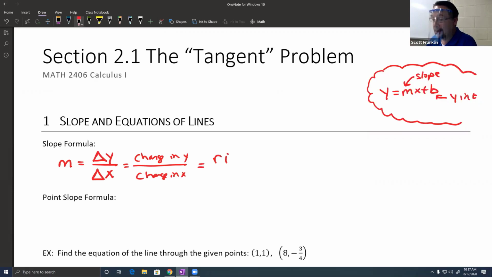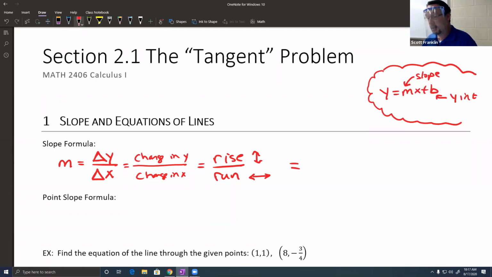Have you heard it phrased with the word rise over run? So this is vertical change, right? And this is horizontal change. For every unit horizontally, how far up or down do you go? If your slope is 1, you can think of that as 1 over 1. You go up 1 for every 1 to the right, okay?